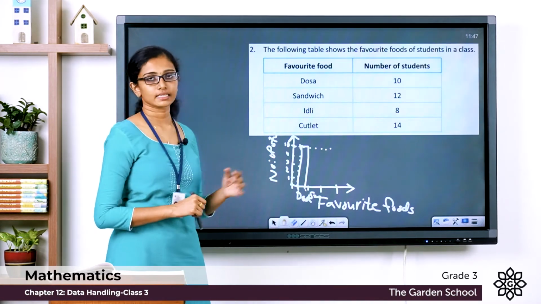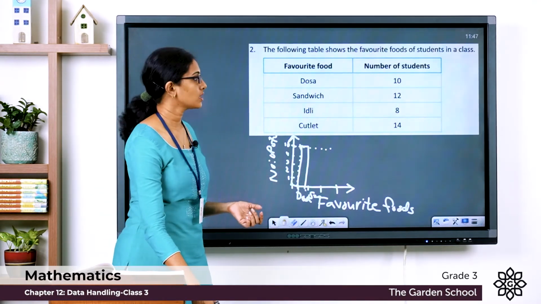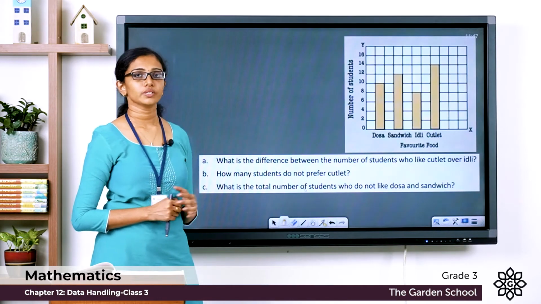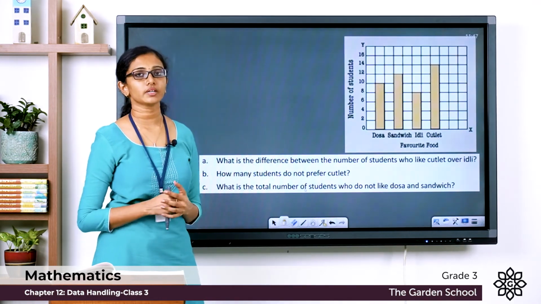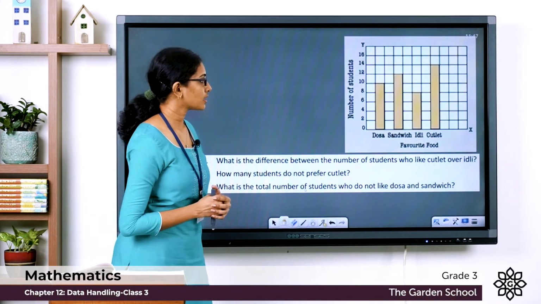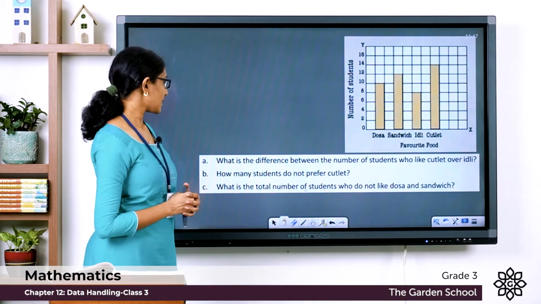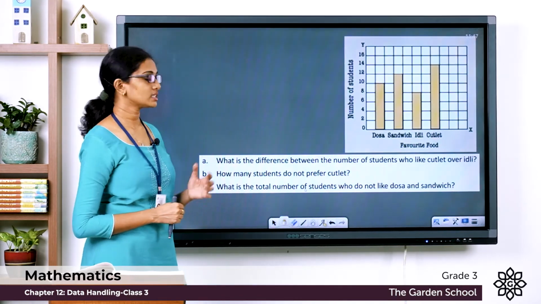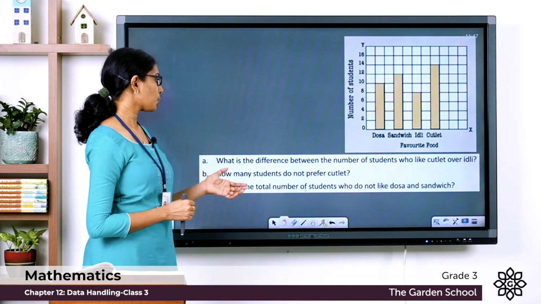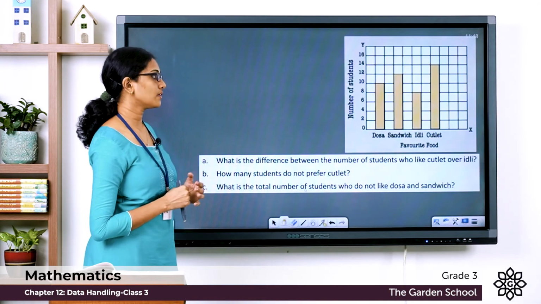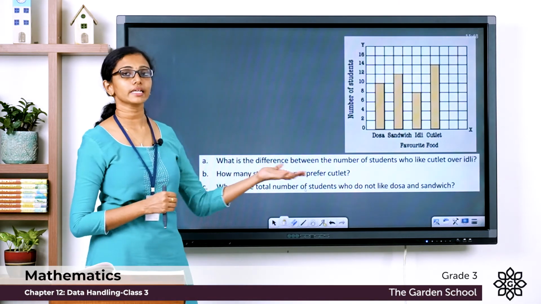So you proceed like this, and your final bar graph may look like this. You can color each bar with a different color. So you have a bar graph here now. There are a few questions that follow. Let's read the questions one by one. What is the difference between the number of students who like cutlet over idli?